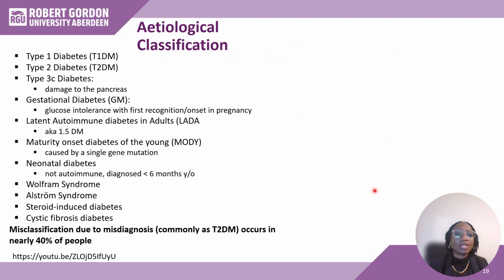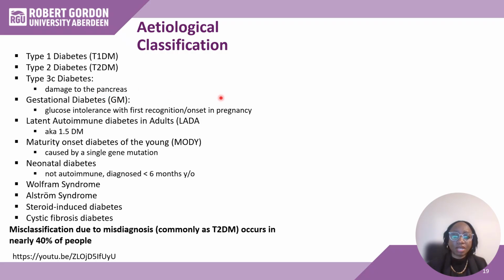So when it comes to classification of diabetes, there are two main types of diabetes. We have type 1 diabetes, which accounts for around 8% of the cases. And we have type 2 diabetes, which accounts for almost 90% of all diabetes cases. But then we have the rare diabetes presentations, which account for around 2%. And these are rare. They're listed here.